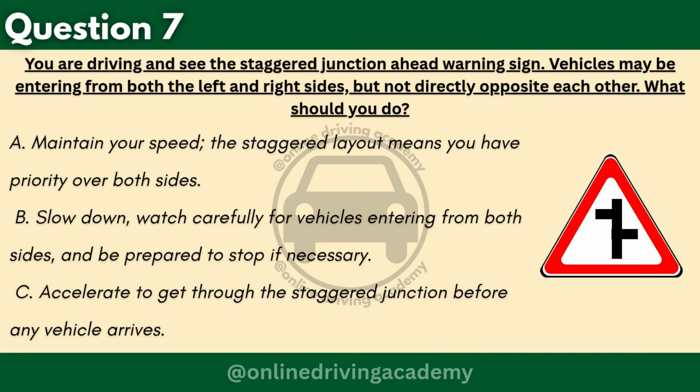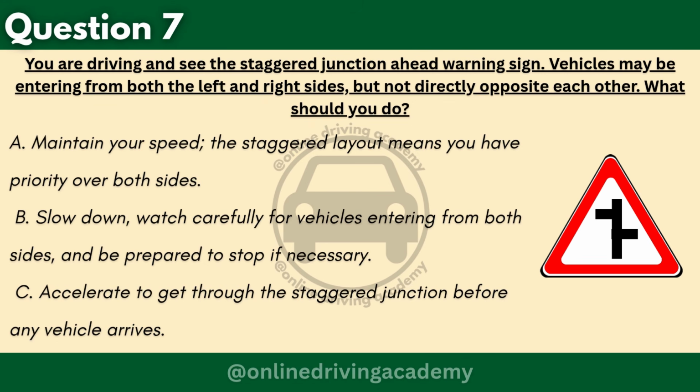Question 7. You are driving and see the staggered junction ahead warning sign. Vehicles may be entering from both the left and right sides, but not directly opposite each other. What should you do? Is it option A, maintain your speed? The staggered layout means that you have priority over both sides. Is it option B, slow down, watch carefully for vehicles entering from both sides and be prepared to stop if it's necessary? Or is it option C, accelerate to get through the staggered junction before any vehicle arrives?